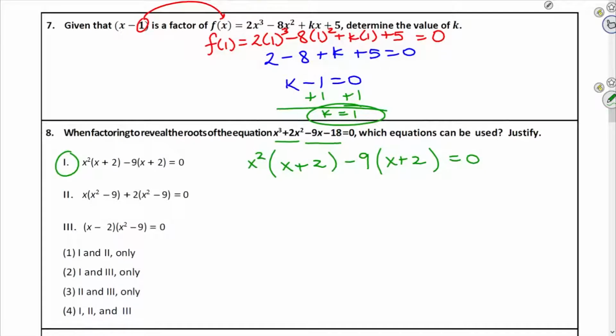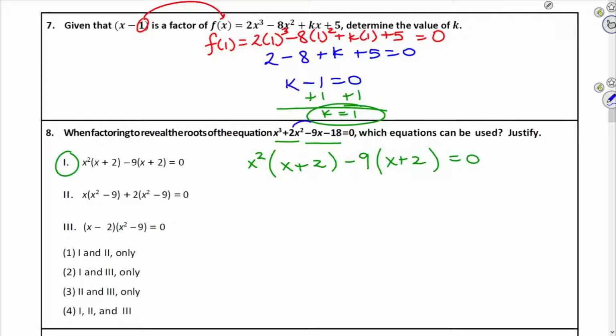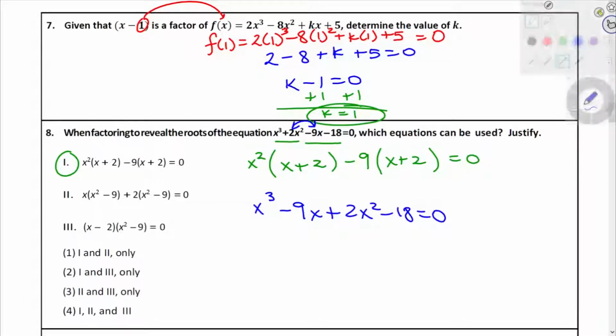The other one, number 2, looks to be what I would get if I switched these 2 terms and did factor by grouping again. Let's look at that. I have x cubed minus 9x plus 2x squared minus 18 equals 0. I just swap those 2 terms, and I'll try factor by grouping again. So this is my group and this is my group. In my first group, x is my GCF, and I have x squared minus 9.